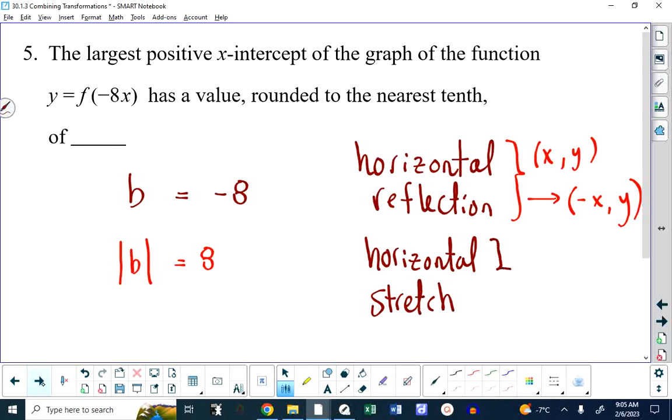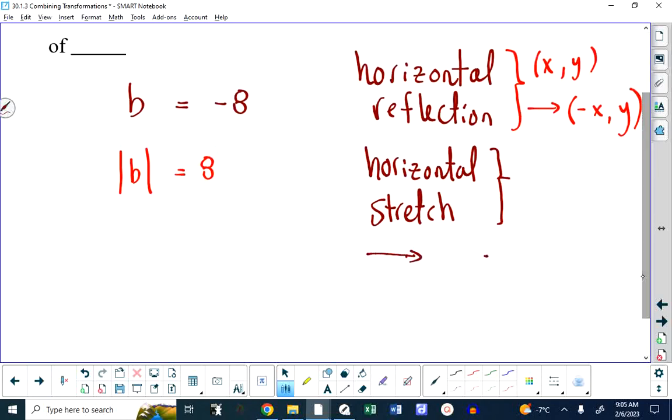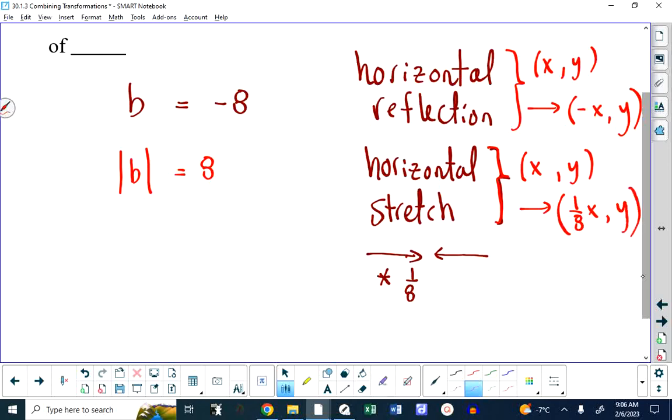And if that were the only thing that were happening, and I'll be very clear here, the horizontal stretch is this. Right? It's a compressive stretch. Things get squished together as opposed to expansive where they get pulled apart. But either one is a stretch. If that was the only thing that was happening, then the mapping would be this. Right? Every x-coordinate would become 1/8 as great.